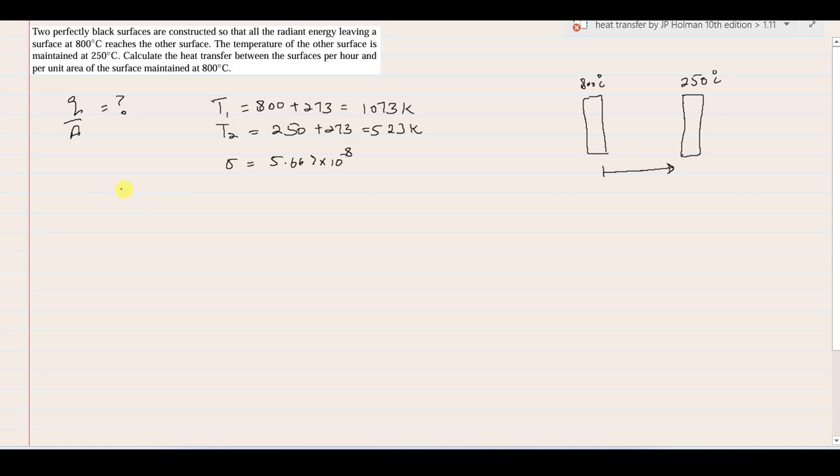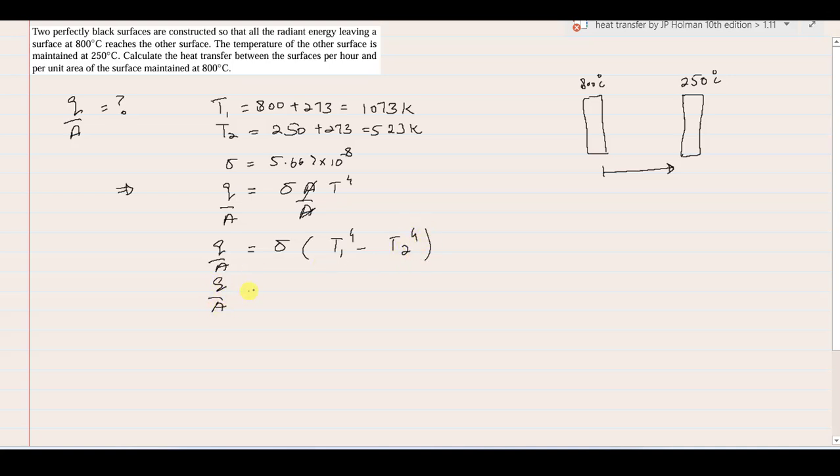So applying the Stefan-Boltzmann law for radiation, heat transfer is equal to the Stefan-Boltzmann constant, the area, and the fourth power of the absolute temperature. So divide both sides by the area, and this will cancel out with this. So heat transfer per unit area you will get is the Stefan-Boltzmann constant and the fourth power of the absolute temperature. There are two temperatures, so we need to take the difference of it. That is T1 to the power 4 minus T2 to the power 4.